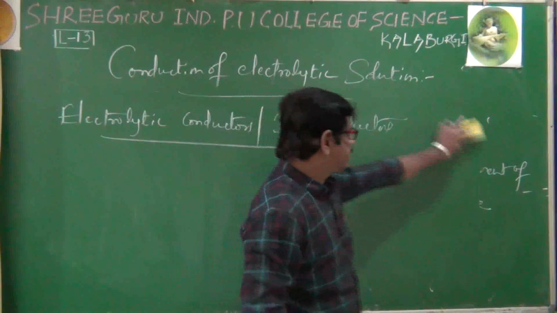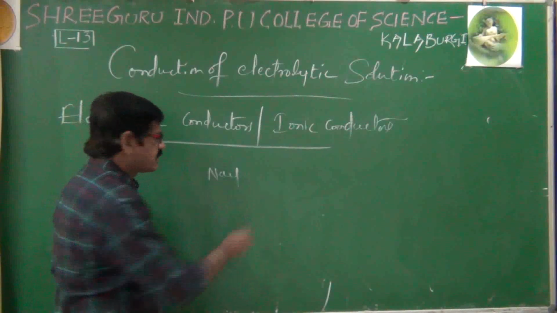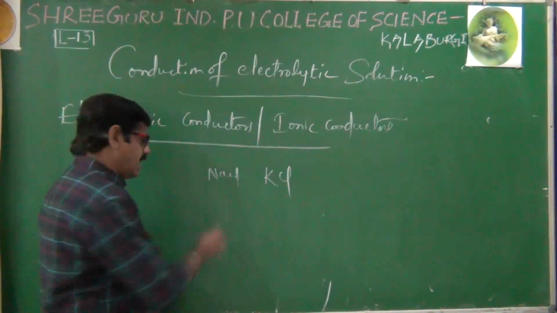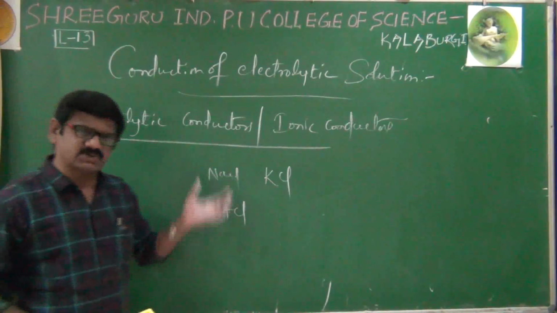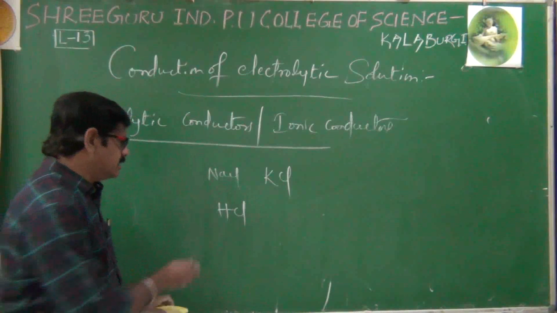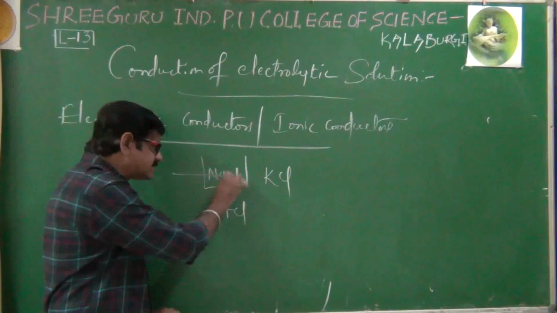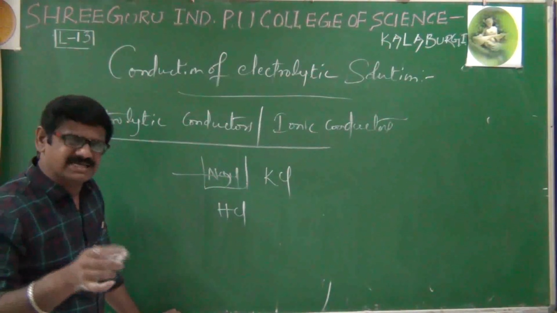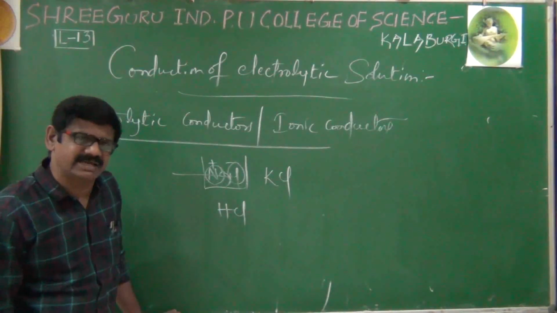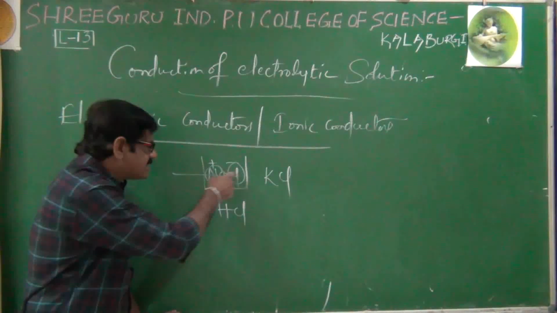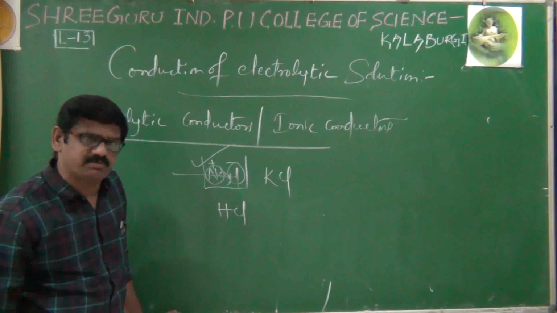For electrolytic conductors, we can take any example of an electrolyte. Sodium chloride is an electrolyte, potassium chloride is an electrolyte, and HCl is an electrolyte. All are electrolytes only. How to define electrolytic conductors? Very simple. Here, this NaCl solution is allowing current to pass through it just because of ions. NaCl splits as Na plus and Cl minus. Because of these ions only, these solutions allow current to pass through.